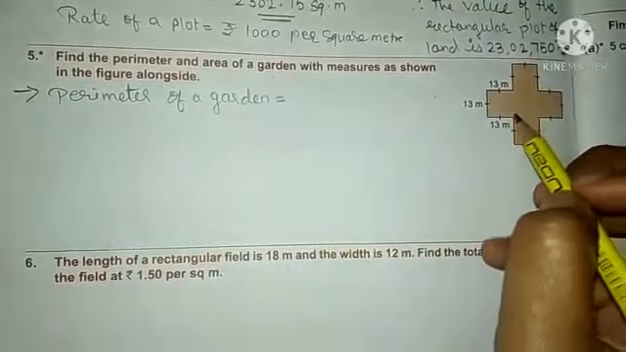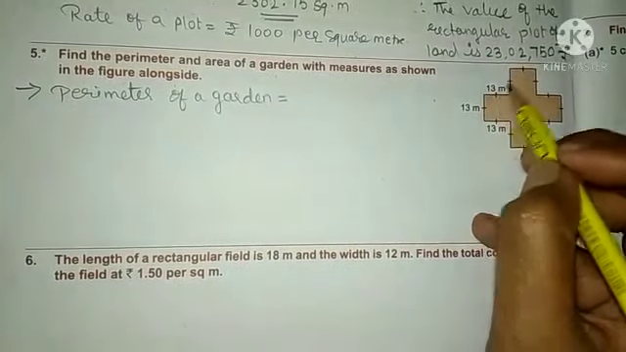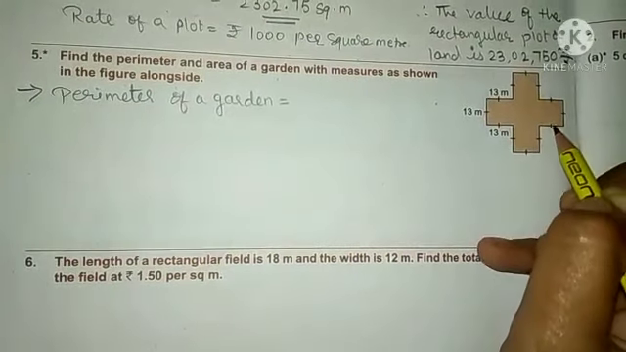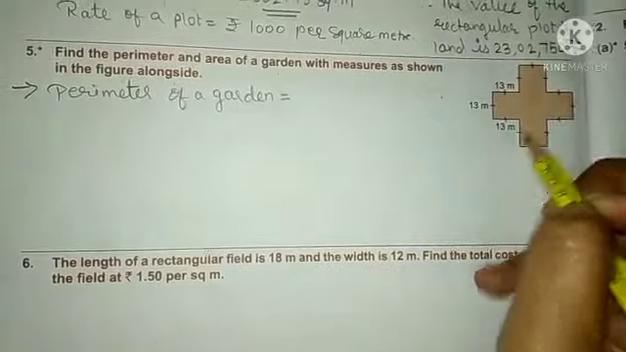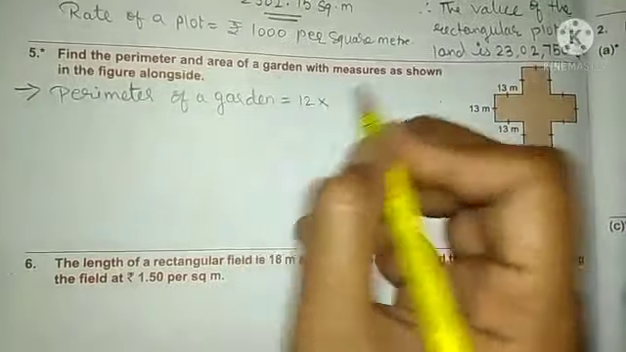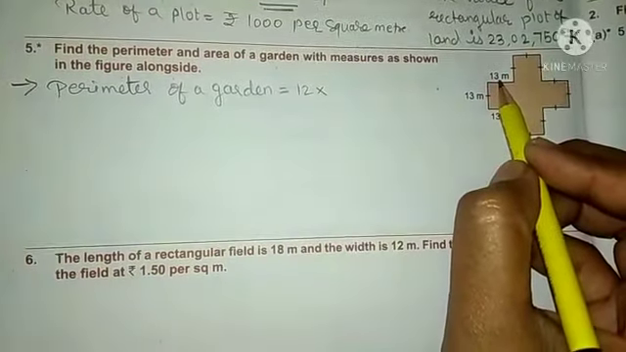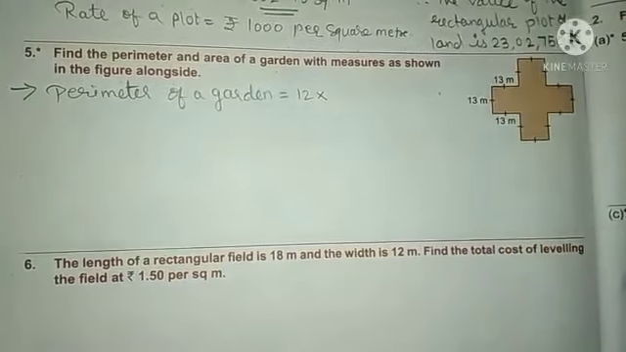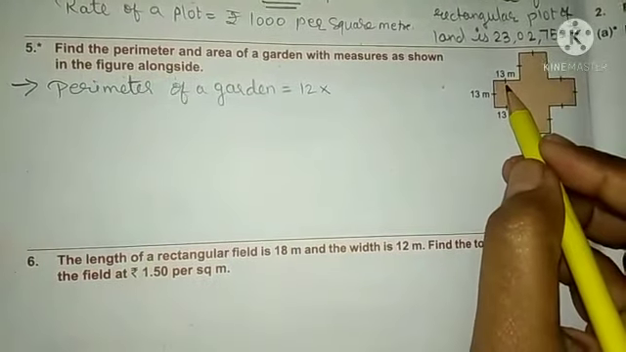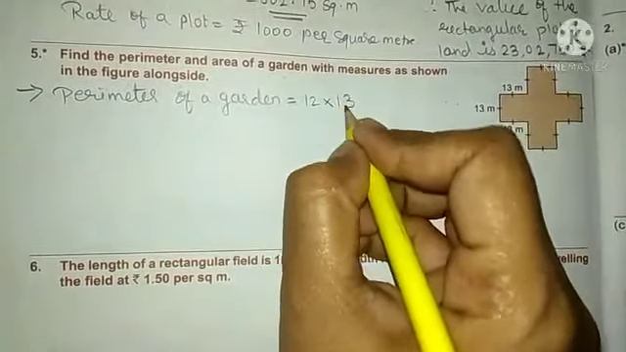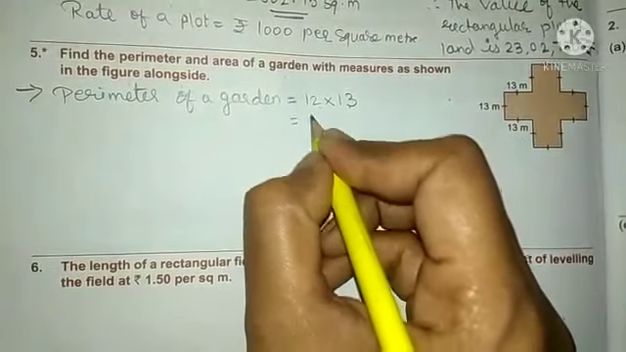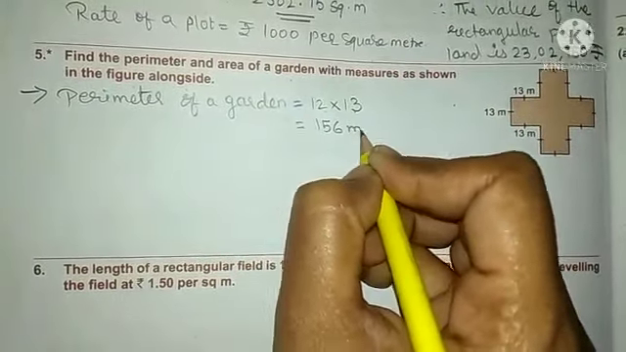Now see, how many sides are there? 1, 2, 3, 4, 5, 6, 7, 8, 9, 10, 11, 12. Clear? 12 sides are there. And what is the length of this side of the garden? Here it is 13. So 12 multiplied by 13 you have to do. You will get 156 meters.